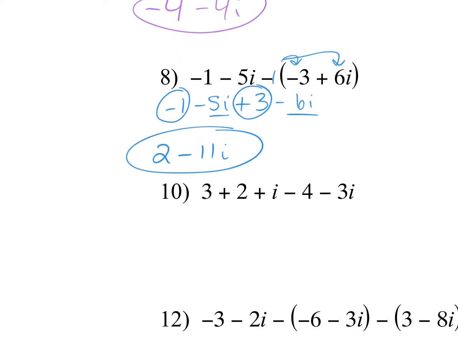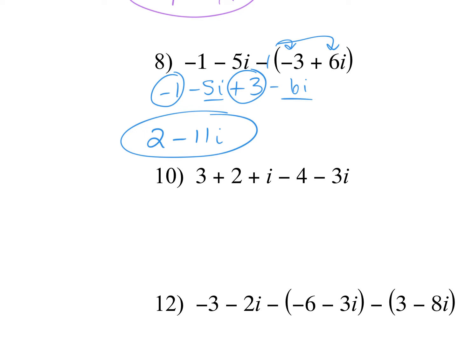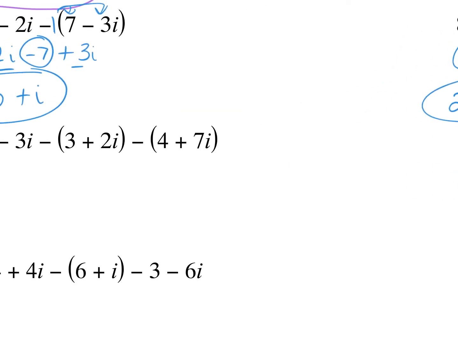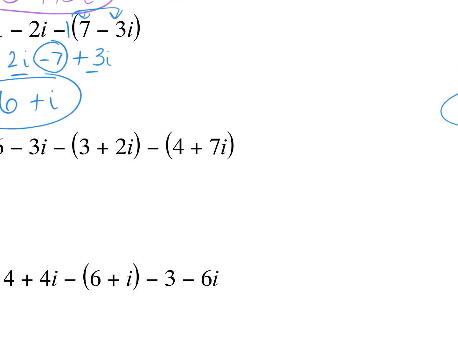Go down to 10. Is there anything to distribute? Nope. So just keep all the real stuff together. 3 plus 2? 5 minus 4? 1. What's 1i minus 3i? Minus 2i, yeah? I'm going over to it, just so I don't make you guys dizzy.